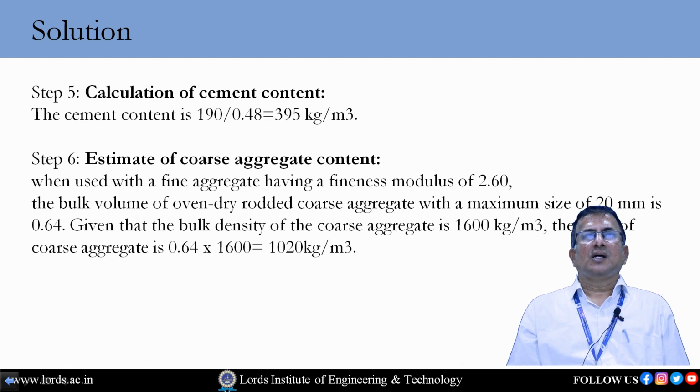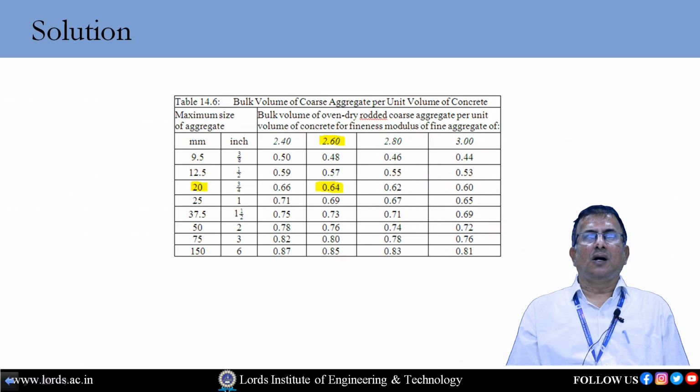Now the size of the aggregate that they have given in the problem is 20 mm, or we assumed it is 20 mm. If the fineness modulus of the aggregate is 2.60, then the bulk volume of the coarse aggregate equals 0.64 times the volume of the concrete. This value we considered here is purely based on the size of the aggregate and also the fineness modulus of the aggregate.